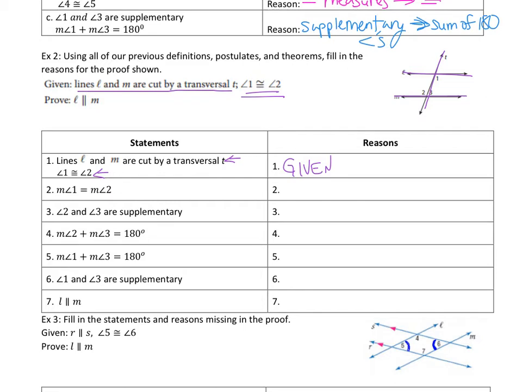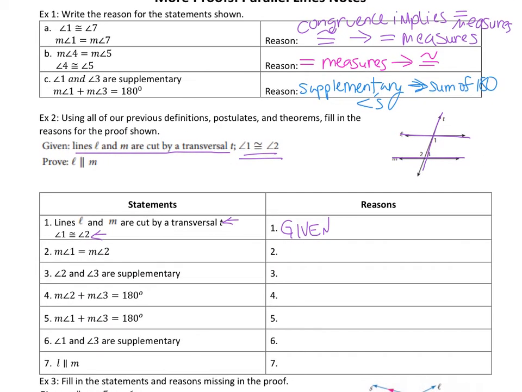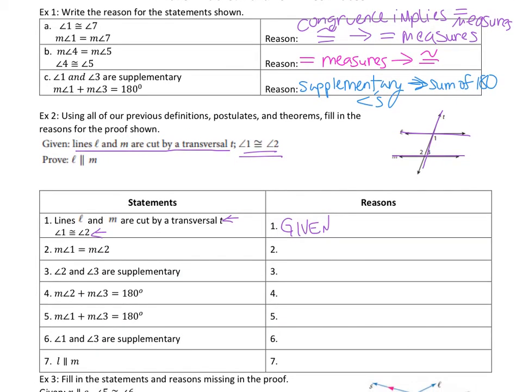All right, so then we want to look at what information we are given so far, or that we see in the picture, that we can then use to say that the measure of these two angles is equal to each other. So remember what we saw up at the top of your notes paper, this very first one, when it changed from congruence to equals, and it was the exact same angles, our reason was congruence implies equal measures, and that's what we're going to write right here for number 2.